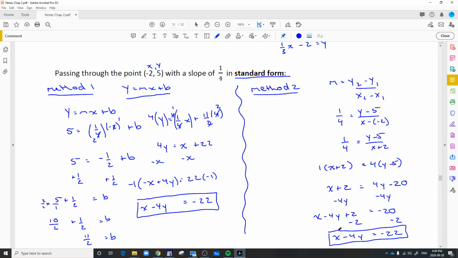All right, so go to your homework and do the questions that say find the equation of a line given a point and a slope, and then come back and we will build on this.